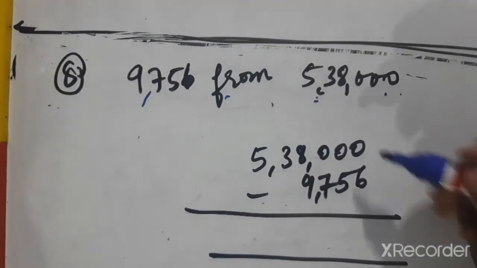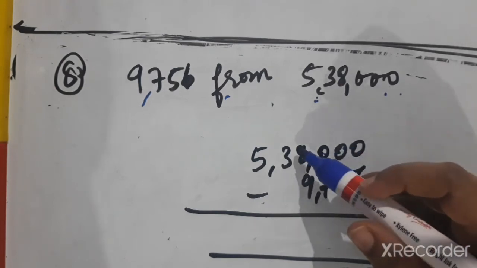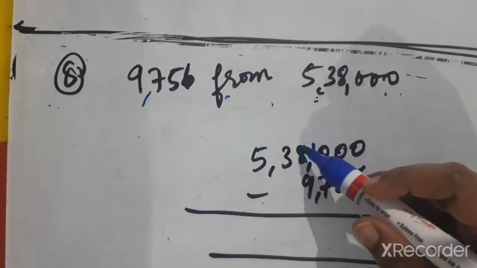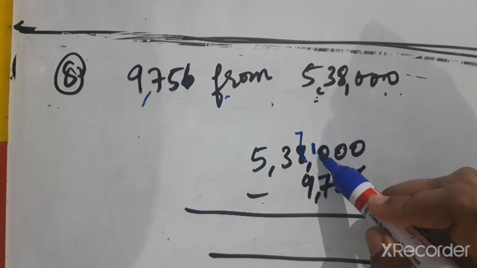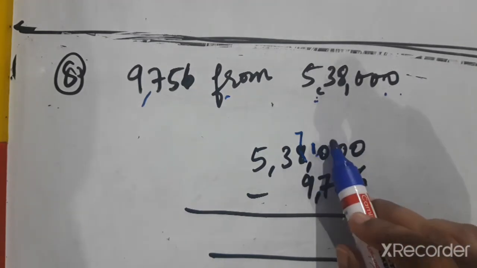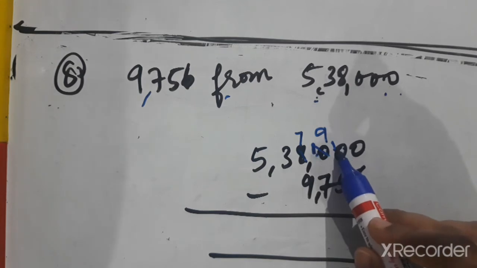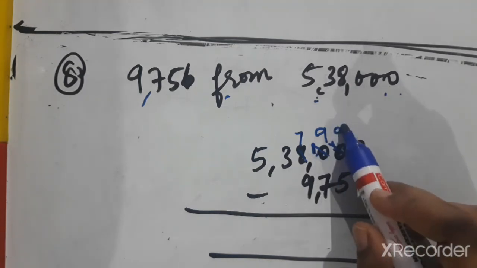Now 0 minus 6, we can't subtract. Here also 0, here also 0. So from 8 borrow 1. From 8 borrow 1, so 8 will become 7 and here 10. And from 10 give 1 to the next number, so 10 will become 9. Out of 10 give 1 to here, so this 10 will become 9.